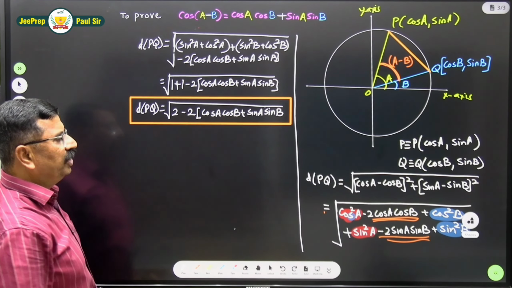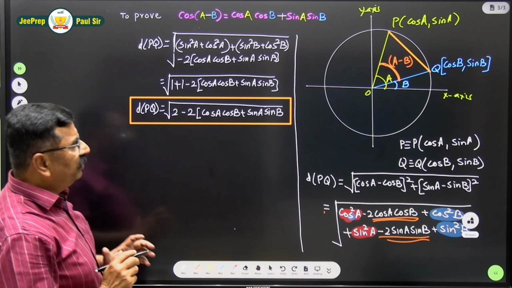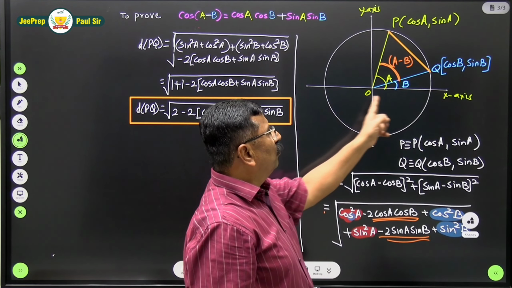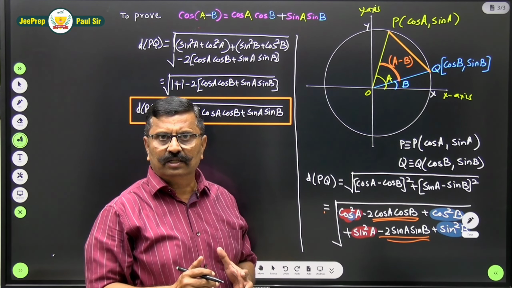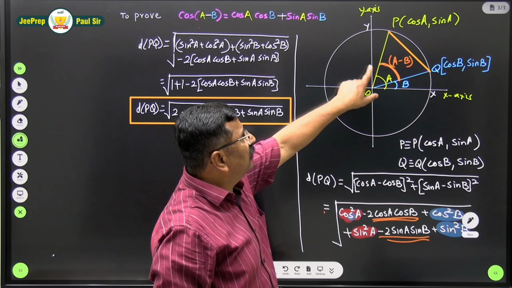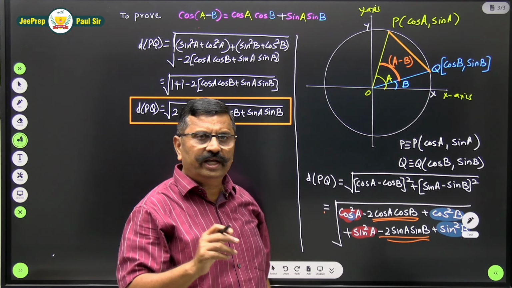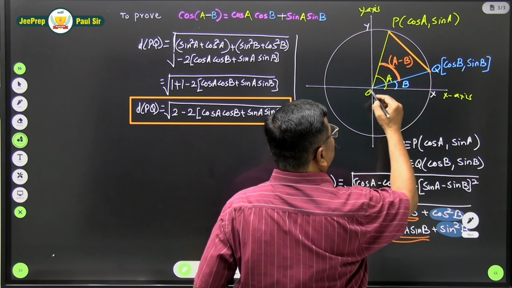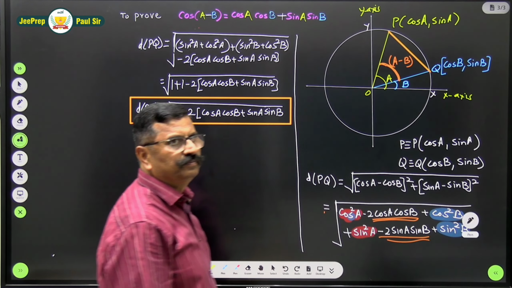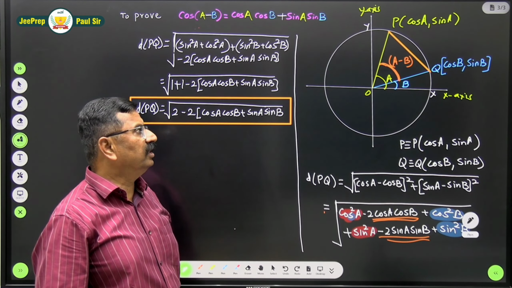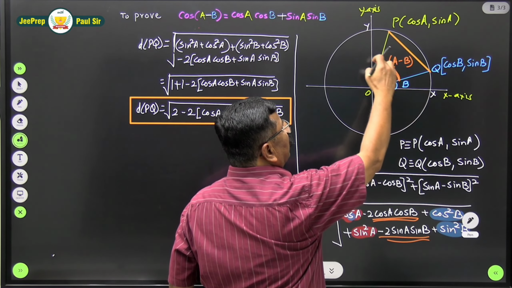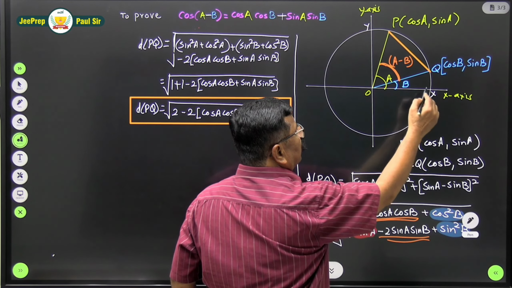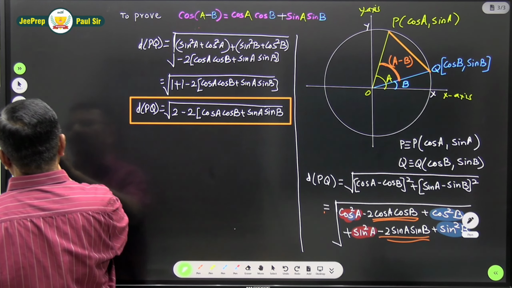So this is distance PQ. Now what we will do, see, this OX is the x-axis and OY is the y-axis. Now we will rotate this x-axis and y-axis system so that the x-axis coincides with segment OQ.